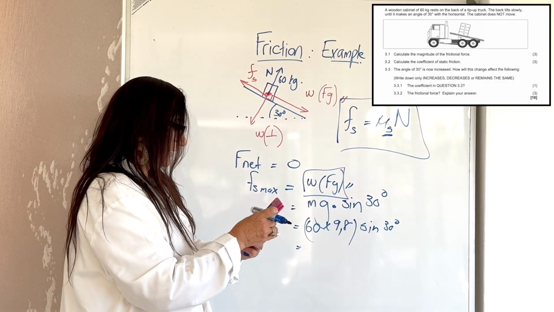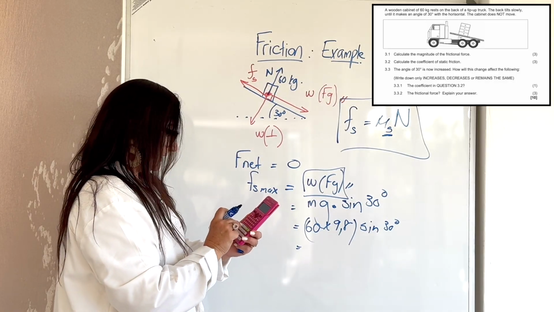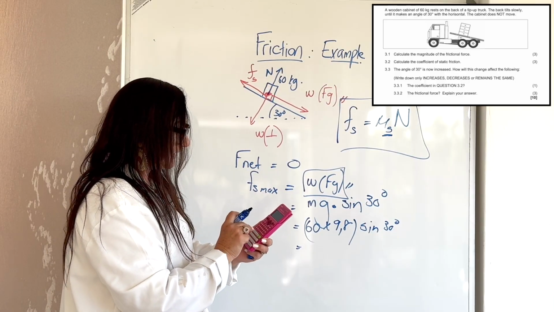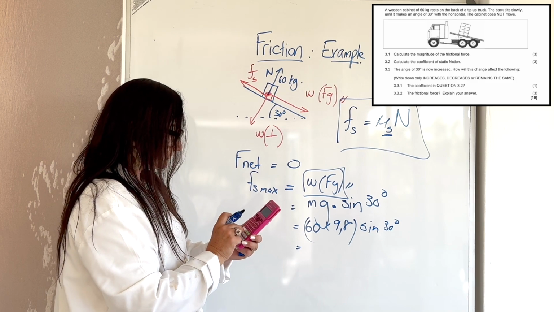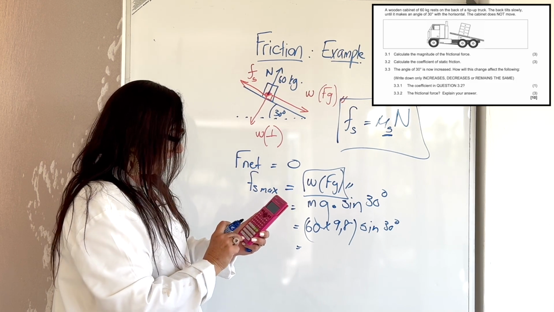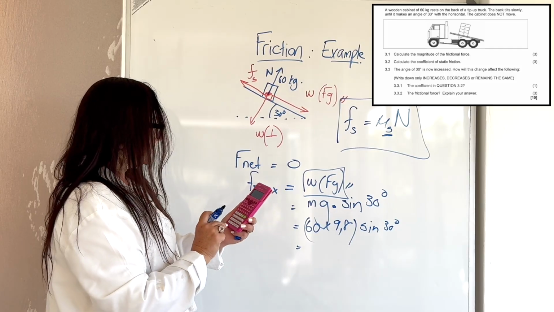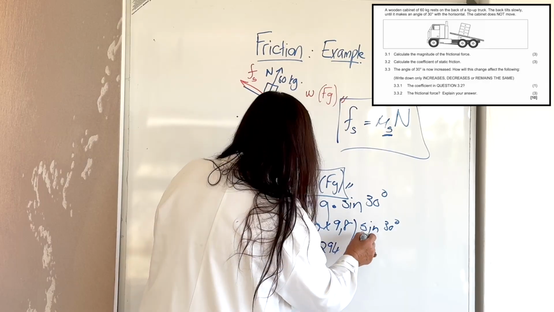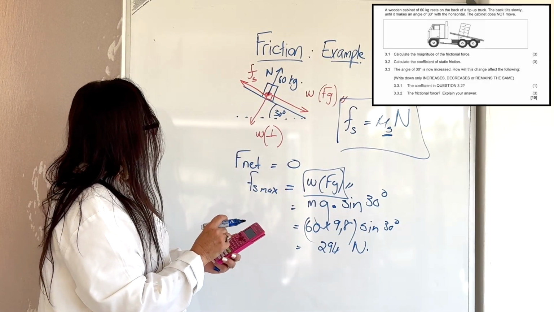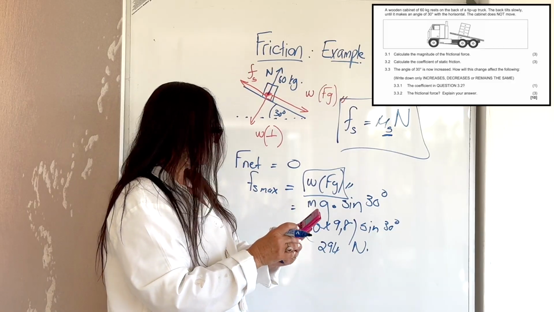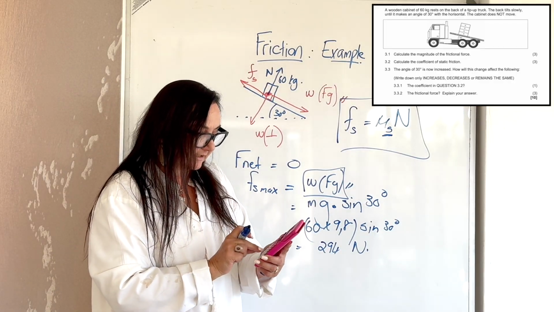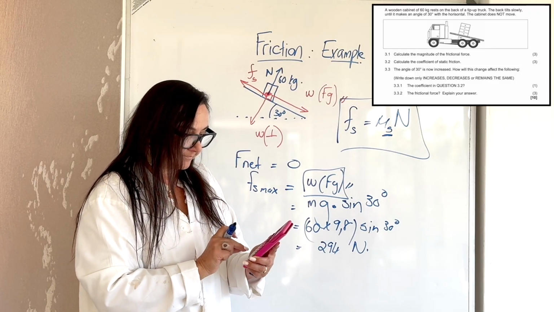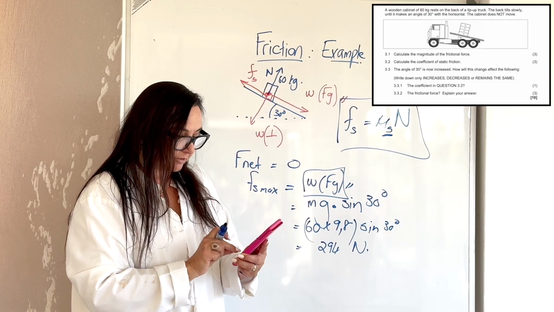So it's going to be 60 times 9,8 for the weight times sine 30 degrees to get the component parallel to the slope, and that is going to give me 294 Newton. That sounds a bit much for friction. Let me just redo that quickly. 60 times 9,8. Oh man, finger problems.